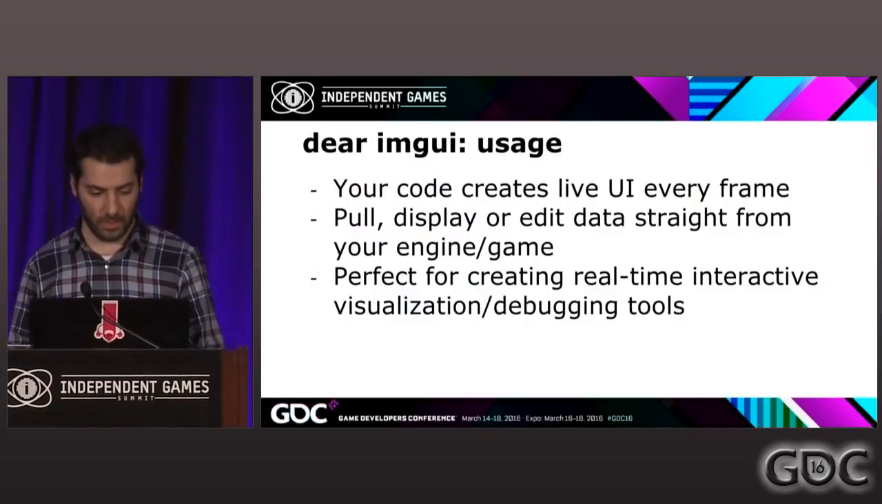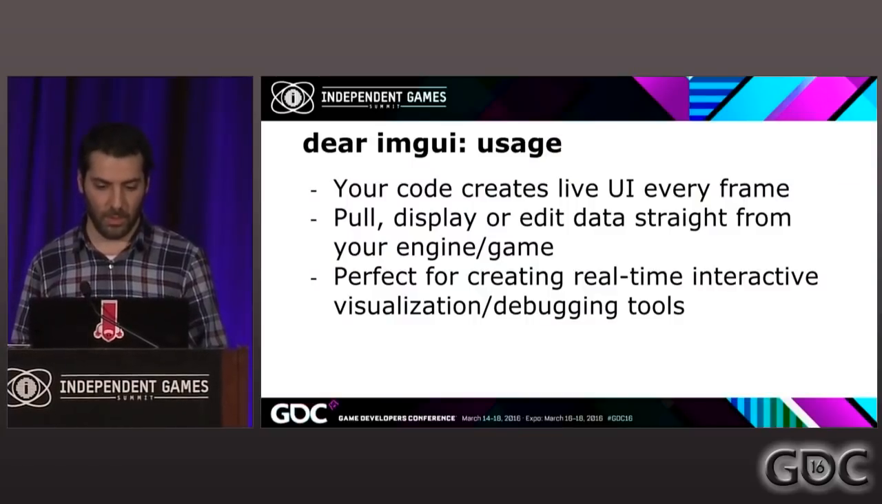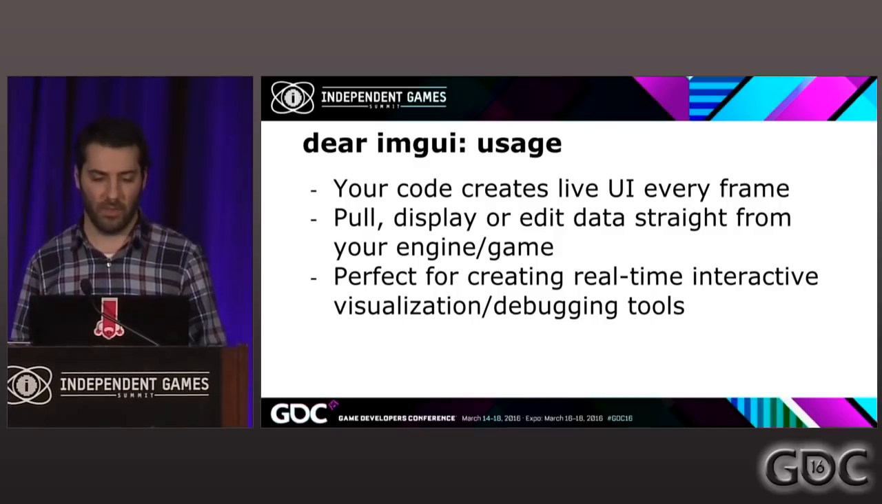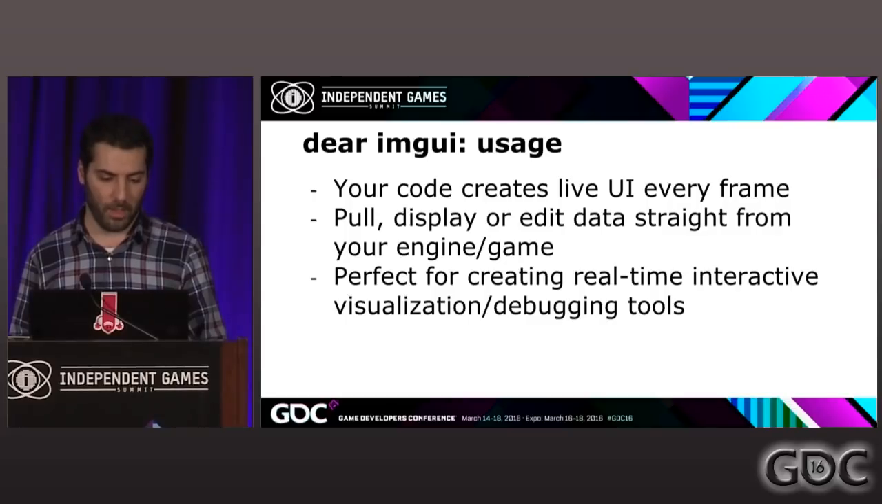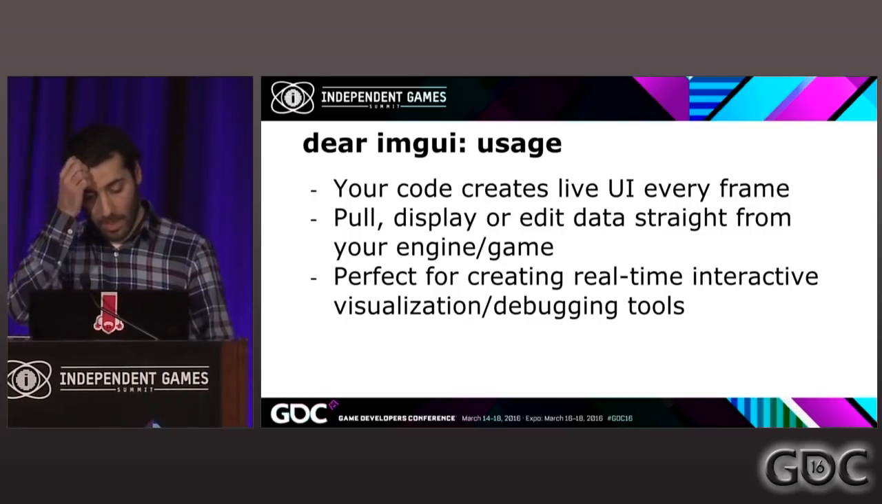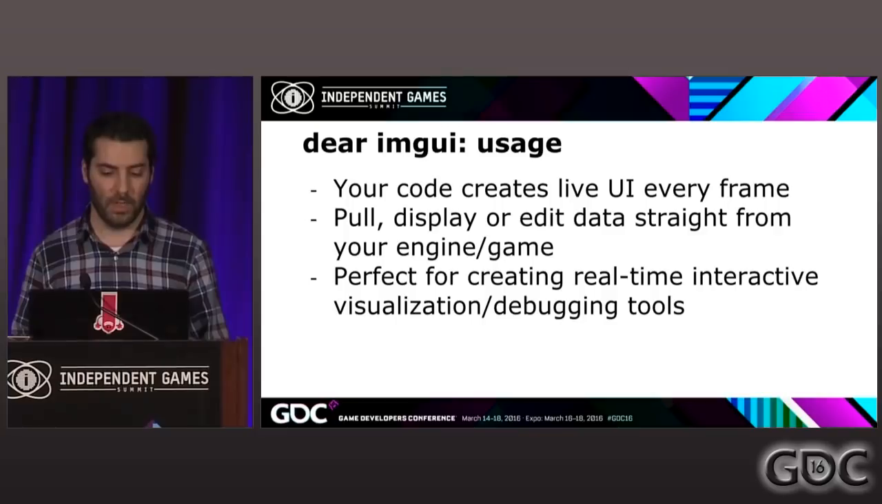So how does it work? DRM GUI is code-driven. You write simple code that generates the UI every frame. You can work directly with the data used by your engine and running game. It's tightly connected there. And it's perfect for creating real-time interactive tools. You can use it to tweak parameters, visualize game data, plot stats, or create a custom editor.